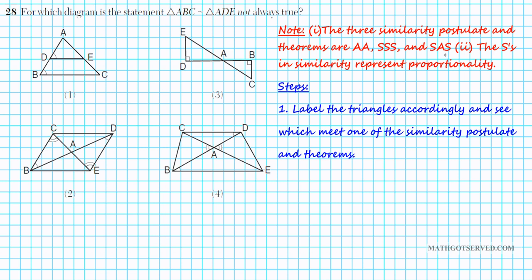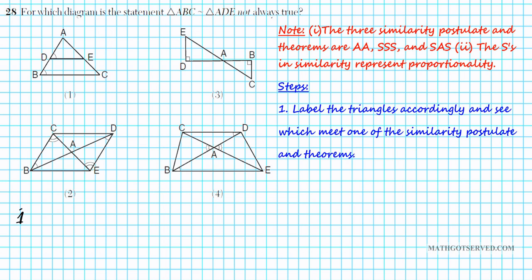Okay, all right. Now, the steps we're going to use to solve this problem. First of all, we're going to take a look at the triangles and label the congruent sides that we know accordingly, and then see if the information provided matches the AA similarity postulate or the SSS and SAS similarity theorems. Okay? All right, so let's start with option number one.